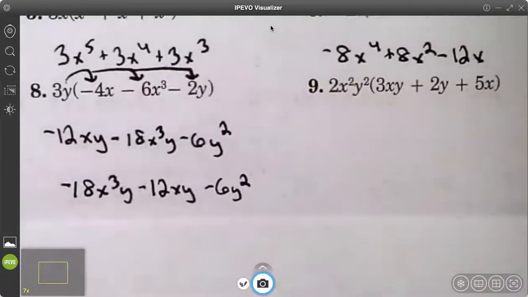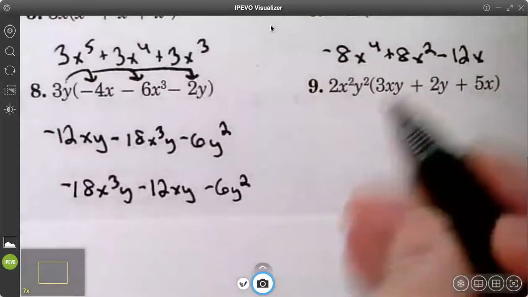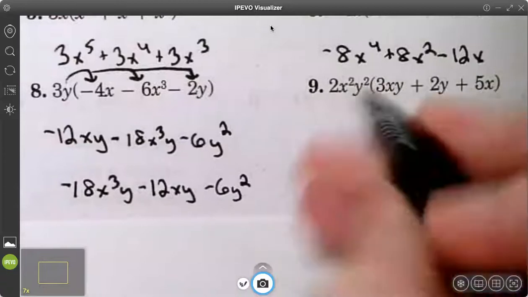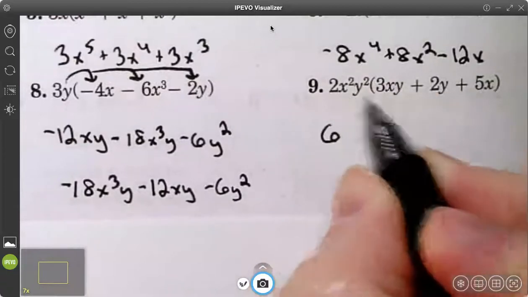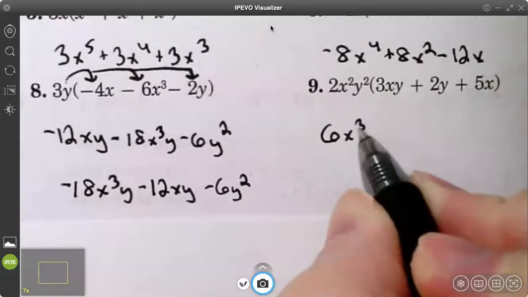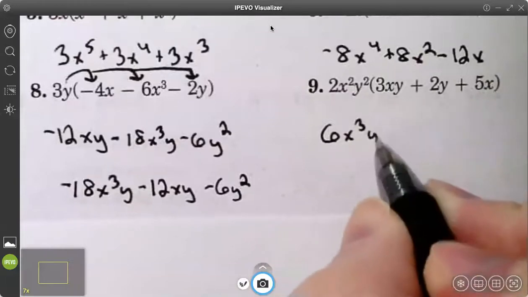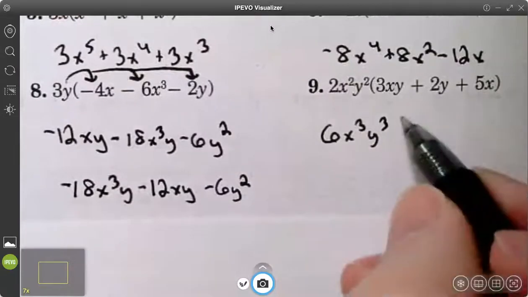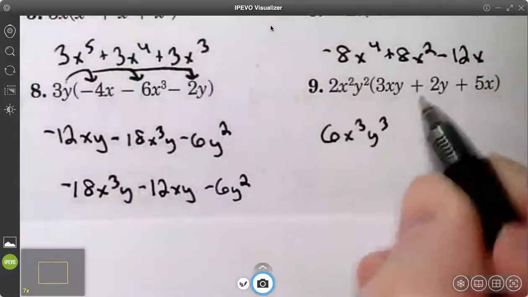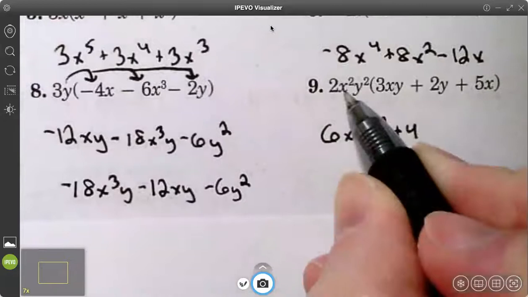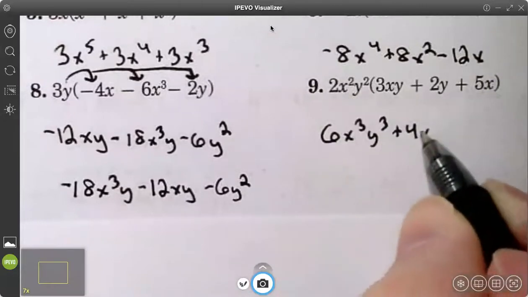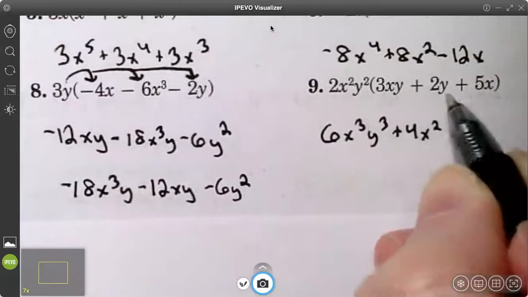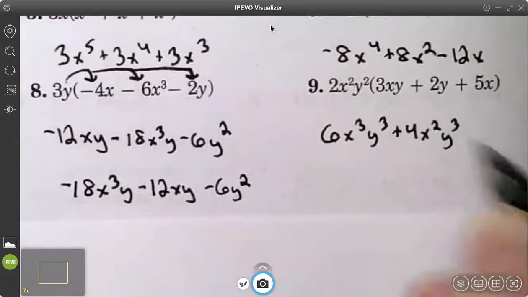Number 9. Again, I'm going to go left to right and then look at it. So 2 times 3 is 6. X squared times x to the first, x cubed. Y squared times y to the first, y cubed. Now to my second term. 2 times 2 is positive 4. X squared, nothing multiplied by, stays. Y squared times y to the first is y cubed.